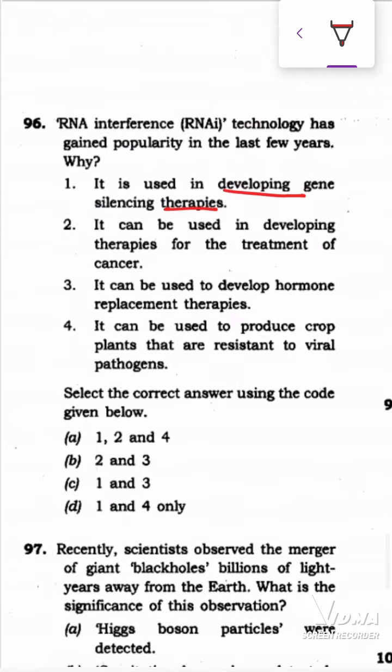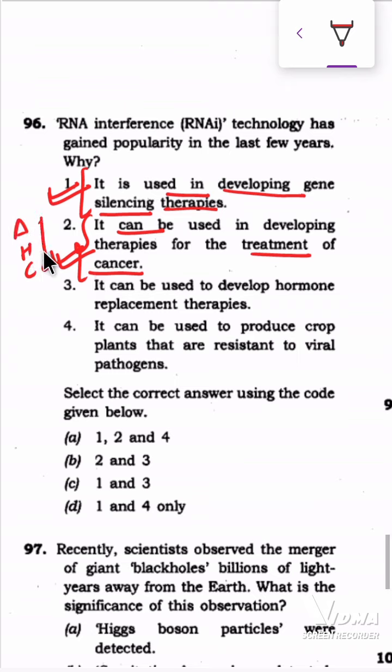RNA interference technology has gained popularity because it is used in developing gene silencing therapies. That's absolutely right. Statement 2 says it can be used in developing therapies for the treatment of cancer. Right, it can be used in the treatment of cancer. Apart from cancer, it is also used in treating a variety of diseases like muscular degeneration, hepatitis, AIDS, Huntington disease, and cancer. All of these are being treated, or attempts are being made to improve them, with the help of RNA interference.